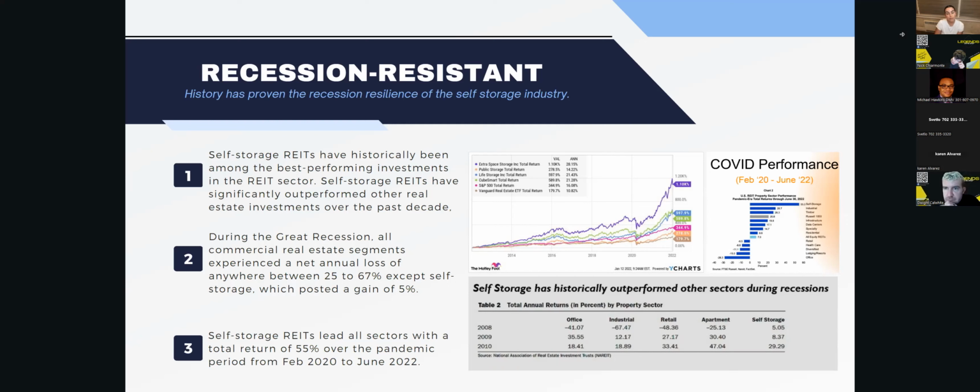And then following that, self-storage REITs also led all sectors with a total return of 55% over the pandemic period from February 2020 to June of 2022. So you can see there is a proven record of recession resiliency within the self-storage industry. People have stuff, companies have stuff, businesses have stuff, and where do people put that stuff when they're downsizing, relocating, which is generally happening during recessions, and that's why they need self-storage facilities. So you could go to the next slide, Nick.